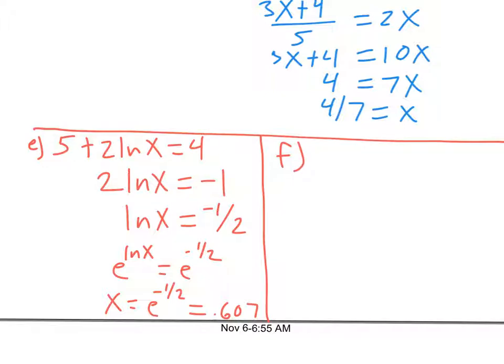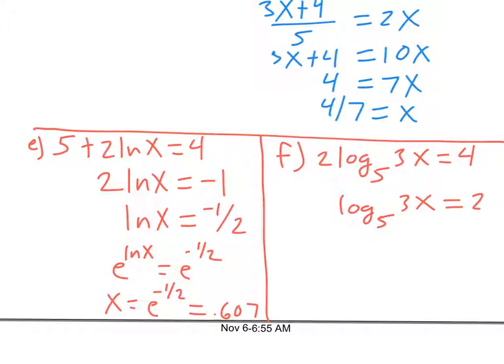Okay, how about this one? 2 log base 5 of 3x equals 4. Okay, I like this one that it's not base e. We'll deal with that when we get there. But this is base 5. I'd start by dividing both sides by 2, and we'd get to there.